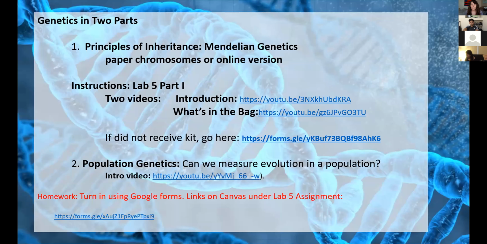All right, so this lab we'll be going through genetics in 2 parts, starting at the individual level and looking at principles of inheritance, so Mendelian genetics. We're going to be doing this paper chromosome activity, or you can also do an online version for people who are doing it at home or who don't have the lab kits. And I recommend everyone goes through these videos too. There's an introduction to the activity and then going through what these chromosome flaps are, because I looked at them and I was like, what are these at first? So I watched this video and it's very good at explaining it.